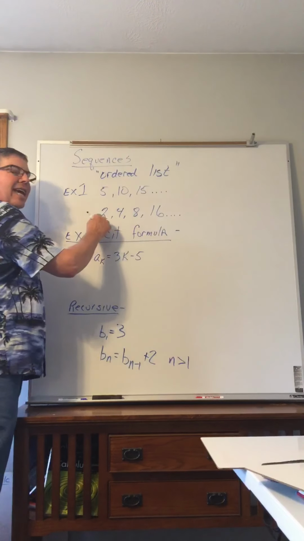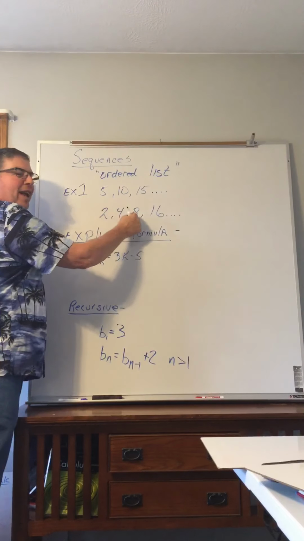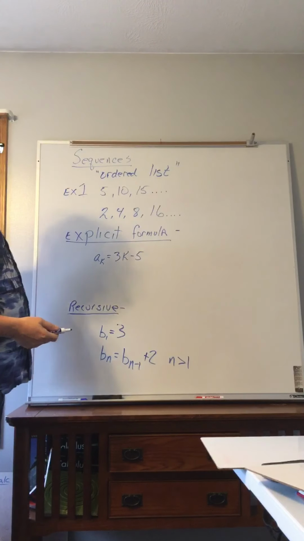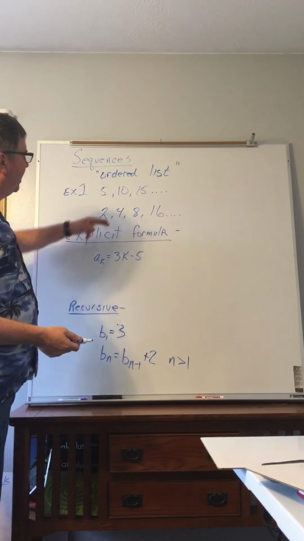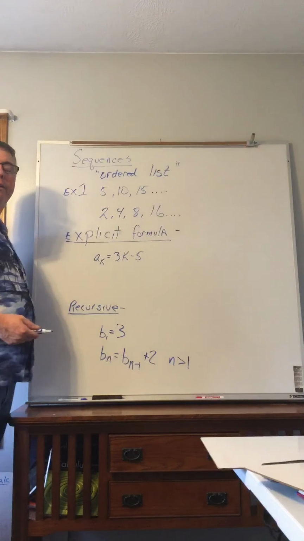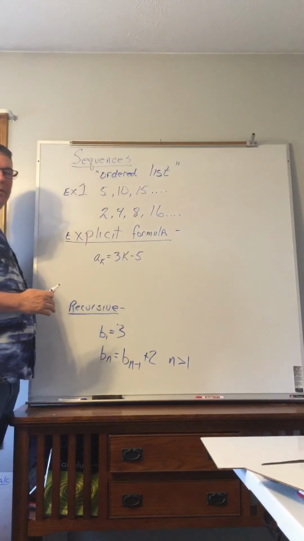Same here, second one: 2, 4, 8, 16. So we're multiplying by 2 each time. We're going to learn that that's a geometric and that this is an arithmetic, but we can deal with that later. The first thing I want to talk about is explicit formulas.